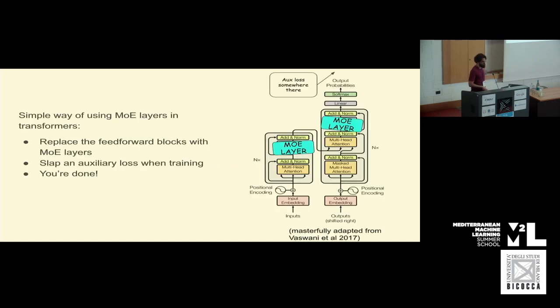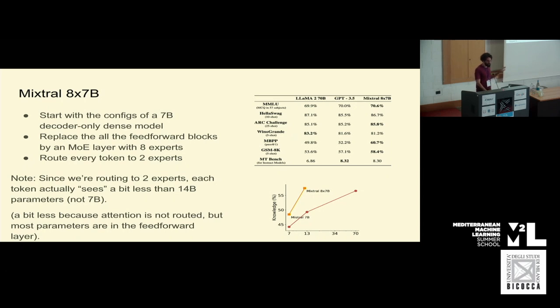The simple way of making a transformer LLM into an MOE is you just replace the feedforward layers with MOE layers. Each MOE layer is going to run a feedforward layer as an expert. And you slap an auxiliary loss in the training, and you're done. It's very simple. And this is what we did in Mixtral.